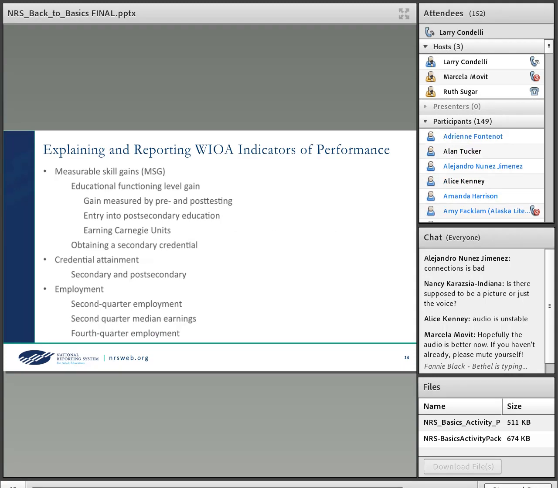Okay, so here are our indicators of performance, which we'll talk about in more detail later. Of course, there's measurable skill gain, and that includes educational functioning level gains, which can be achieved in 3 ways by a participant: testing, entry into post-secondary education or earning Carnegie credits for instruction, and getting a secondary credential. And of course, there's credential attainment, which includes both secondary and post-secondary, and our 3 employment measures of second and fourth quarter employment and median earnings.